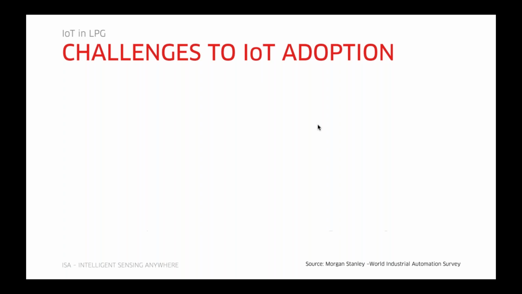On the challenges to adoption, Morgan Stanley conducted a study with more than 100 executives from industrial businesses. The first challenge to adoption is security. Security, at 46%, is a concern, and this pretty much blocks the adoption of IoT. And I believe it is something that is growing and growing.